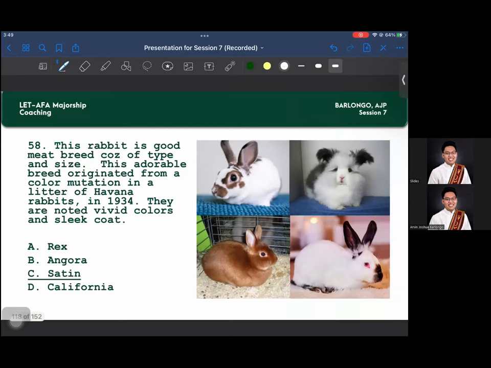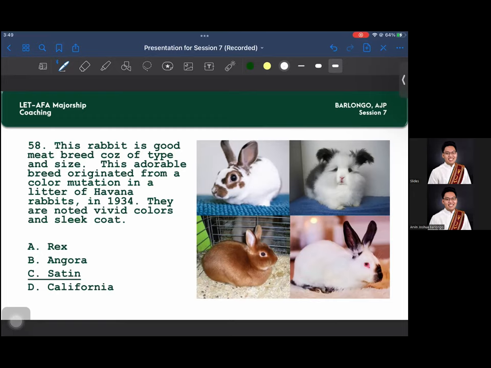So the correct answer from the term itself, it's letter C, which is satin. There's also a clue. If you are familiar with the satin cloth, ayan, yung satin cloth ay shiny, di ba? So that could be a clue. But if you want to really know more about these different types of rabbits, so here are the different breeds. So yung Rex, ayan yung Rex. Cute siya. If you will notice, yung eyes niya is very circle. And it has a parang spotted na skin, white and brown.